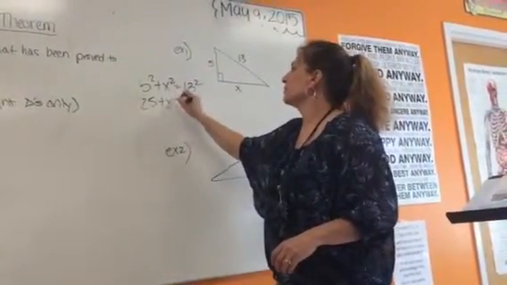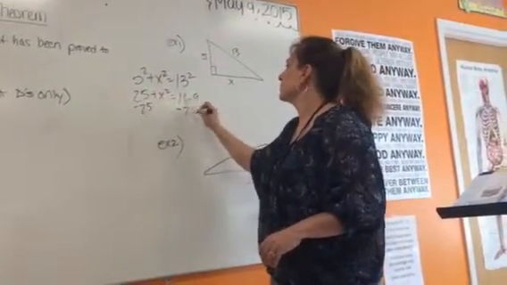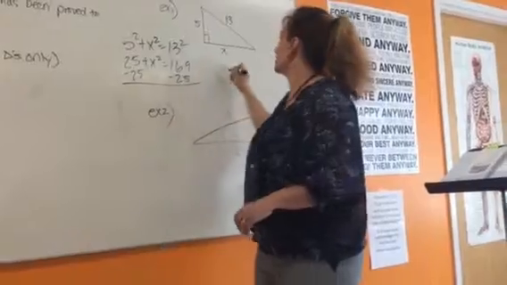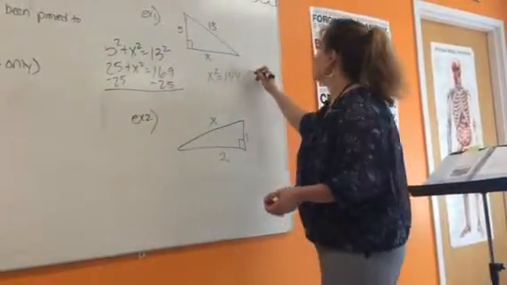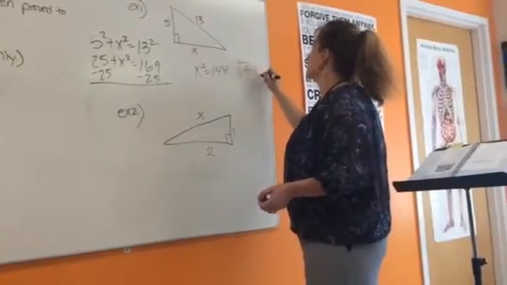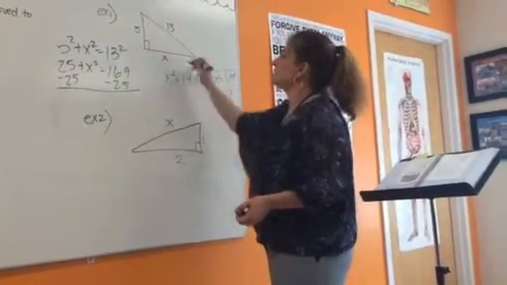25 plus x squared equals 169. Subtract 25 from both sides, and you're going to get x squared equals 144. And hopefully you don't have to go through, well, square root of x squared equals the square root of 144. Hopefully you'll just be able to skip down and say x equals 12.